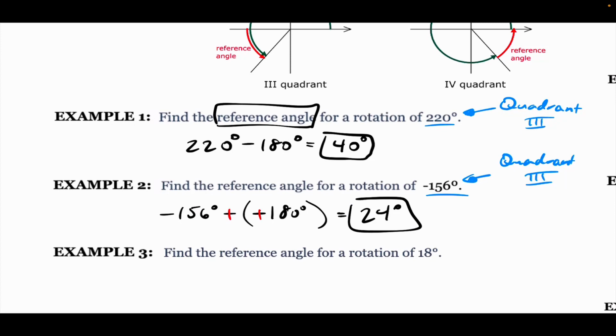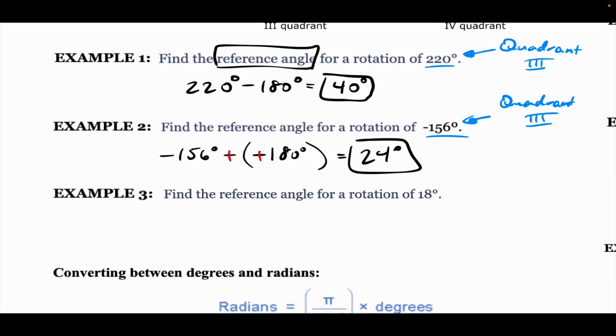Okay. Number 3. Which quadrant is 18 degrees in? 1, 2, 3, or 4? It's in 1, yeah. It's positive, so I go up, start at 0, 90. It's smaller than 90. So it's going to be in quadrant 1.